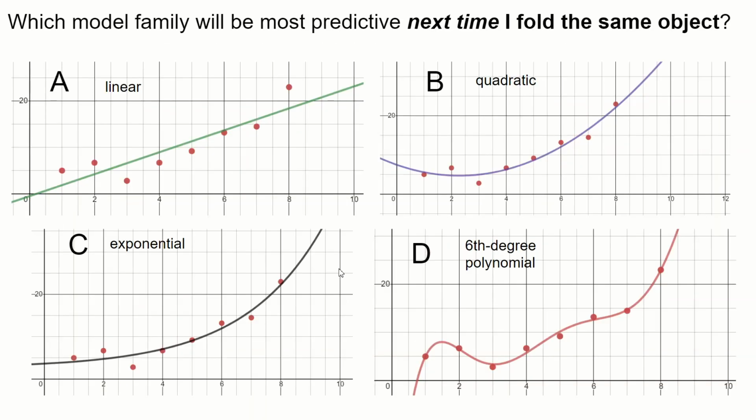Okay, so slightly different question. Now we're not necessarily thinking about extrapolating our predictions beyond the data we've collected. Now we're going to think about, what about the next time I fold the same object? Which of these models is going to predict the fold times the next time I fold the same object? Or maybe if I hand it to a different person and the other person is going to fold the same object.